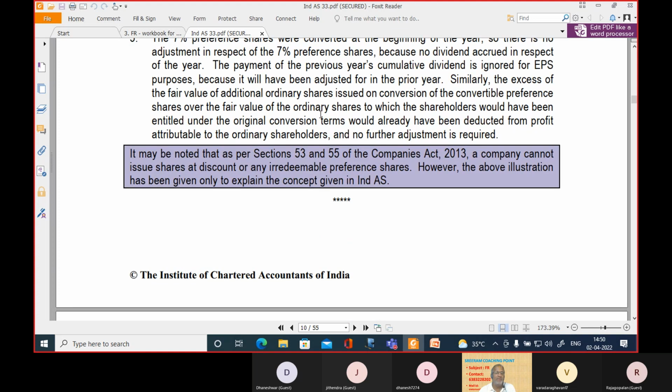And they have given something impractical, as the Companies Act and accounting standards are not matching. What is it that they say? It may be noted that as per sections 53 and 55 of the Companies Act 2013, a company cannot issue shares at a discount or any irredeemable preference shares. However, the above illustration has been given only to explain the concept given in India. Yes, that's what they give.